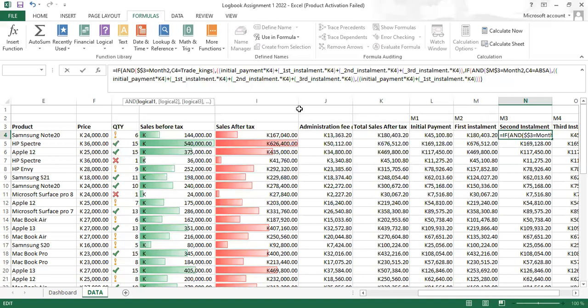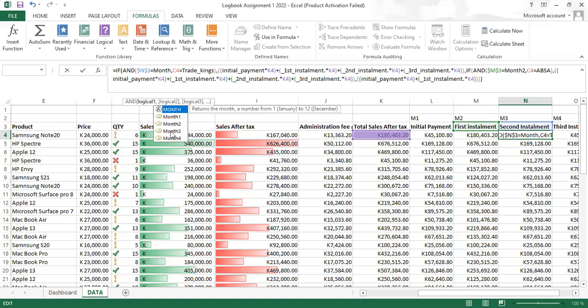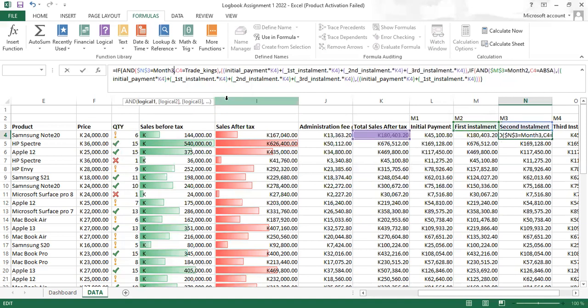We are going to put N3, okay. And where there's month 2 here, we're going to put month 3, right? Month 3 is somewhere here. So we're just editing this one instead of retyping it. C4 is the same, you still want C4. Trade Kings, no, we don't want Trade Kings here, so we remove Trade Kings.